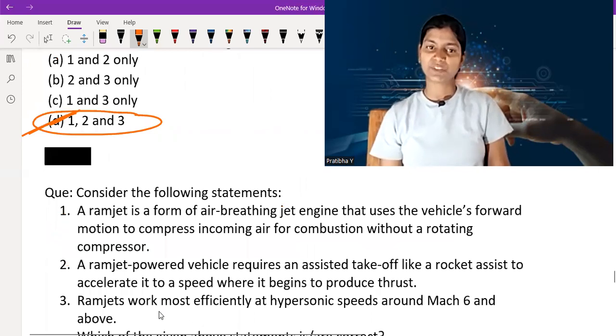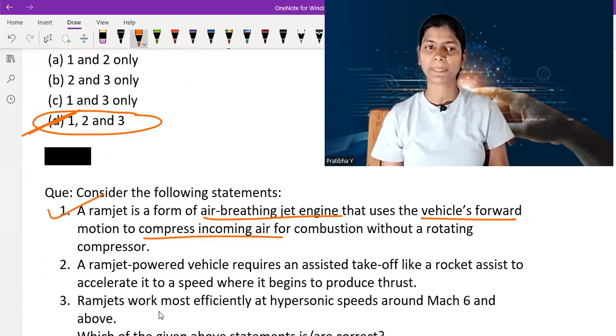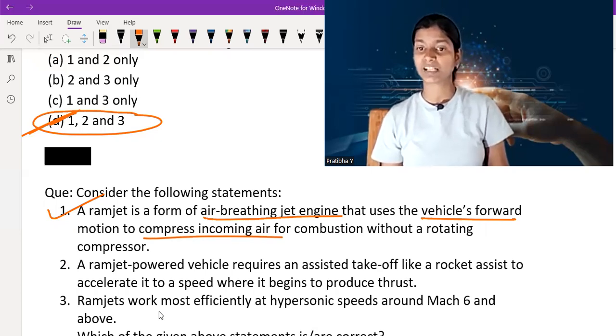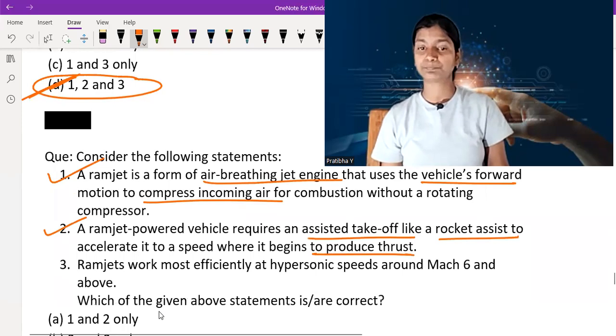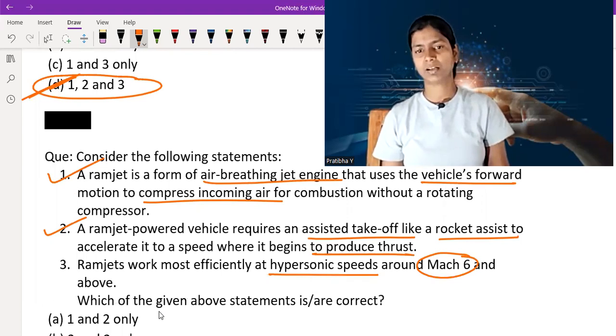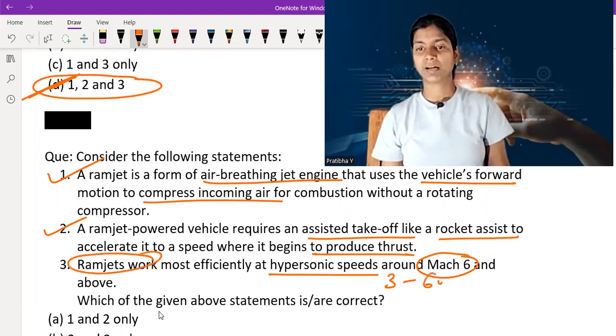Consider the following statements. A ramjet is a form of air-breathing jet engine that uses the vehicle's forward motion to compress incoming air for combustion without rotating machinery. Yes. This is a feature of it. A ramjet-powered vehicle requires an assisted takeoff, like a rocket assist, to accelerate it to a speed where it begins to produce thrust. Ramjet works most efficiently at a hypersonic speed around Mach 6. No. Ramjet works most efficiently between Mach 3 and 6, not beyond that. This one is wrong.